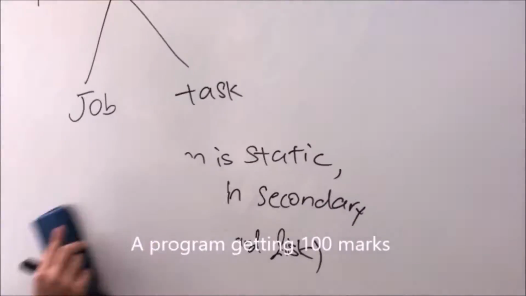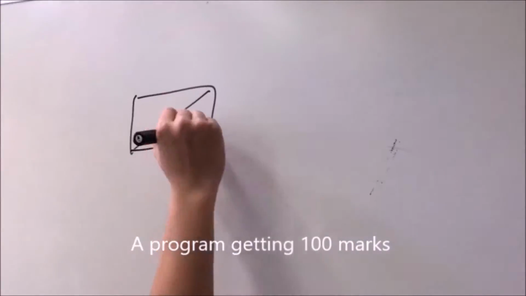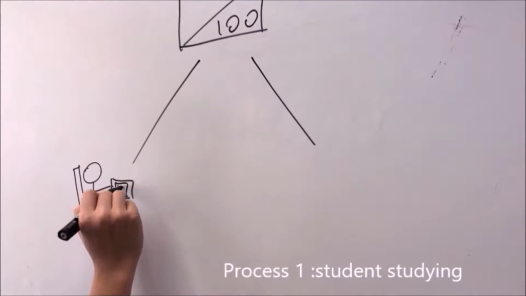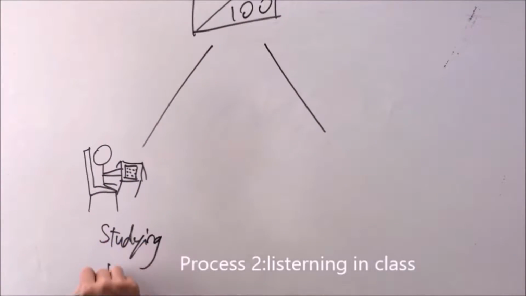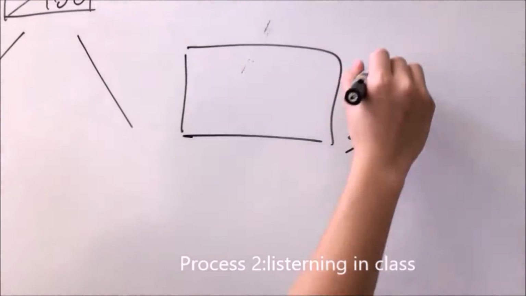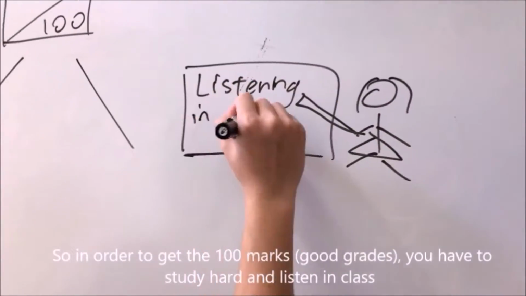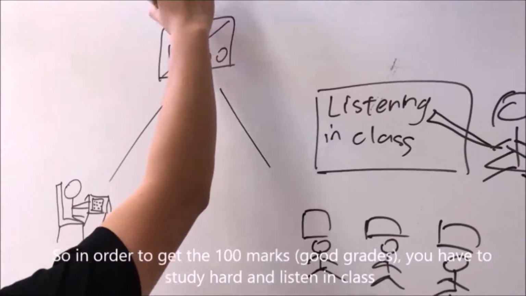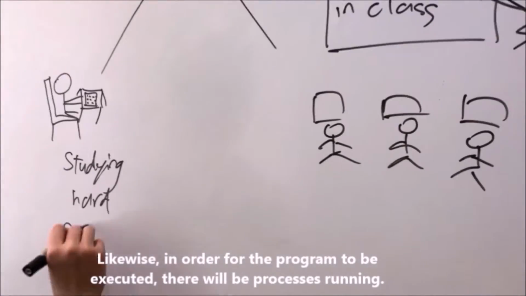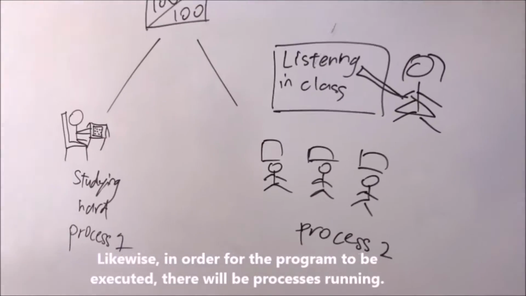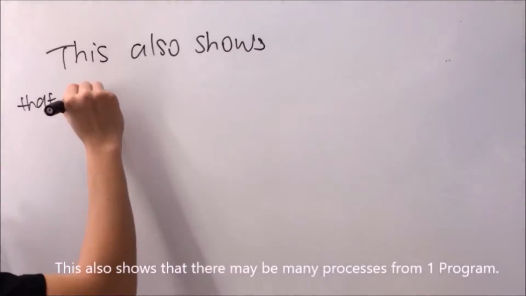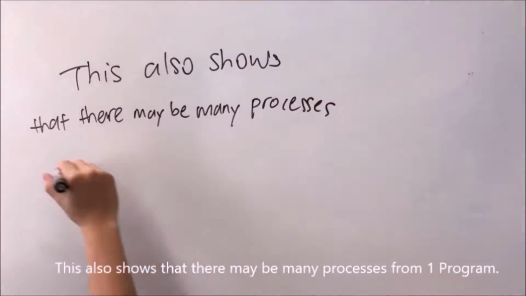A program getting 100 marks. Process 1 is a student studying at home. Process 2 is a few or many students listening in class. So in order to get 100 marks, you will have to study hard and listen in class. Likewise, in order for the program to be executed, there will be processes running. This also shows that there may be many processes from one program.